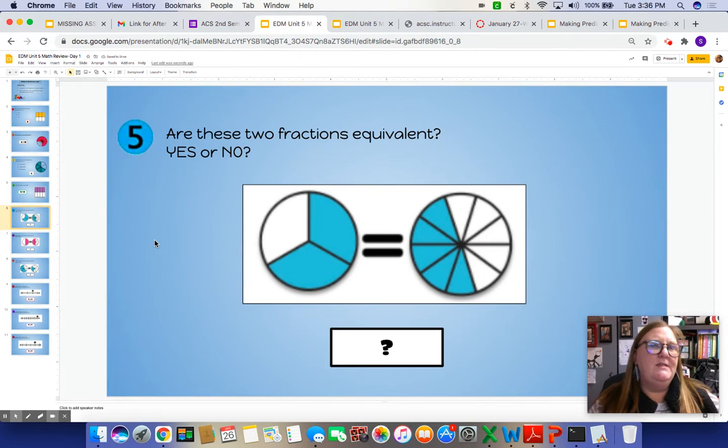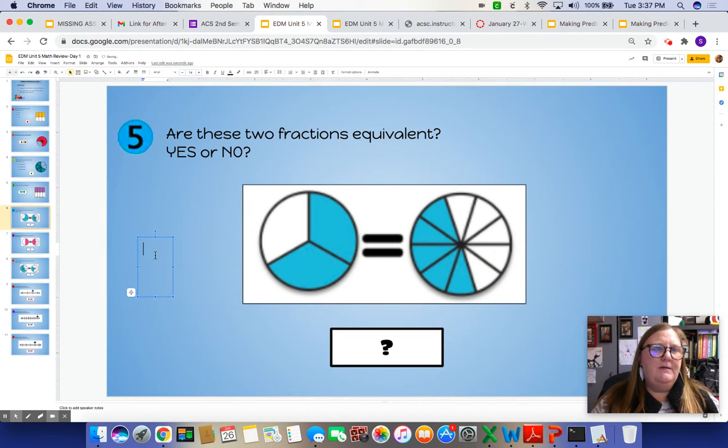Question 5, 6, and 7 have to do with equivalent fractions. For 2 fractions to be equivalent, they would have to have the same amount shaded in. So I'm going to show you a couple different tricks here. So for this one, there are 2 pieces that are shaded out of 3. So I'm going to add a little box over here that says 2/3. That's for our first one.